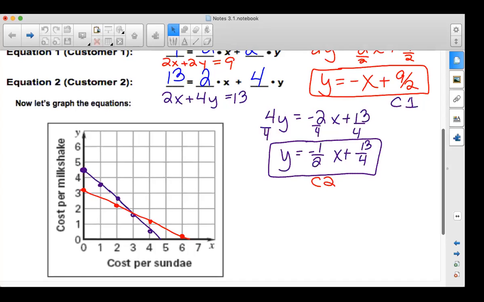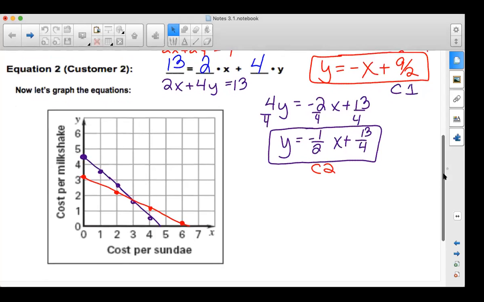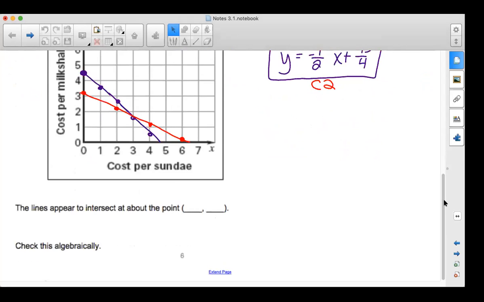The last part says the lines appear to intersect at about the point blank. Now, depending how accurately you graph them, this answer will be a little easier to find. You have a calculator that you can also plug in to find that intersection. But where does it look like they're approximately intersecting? Brooke, what would you say the approximate intersection would be?